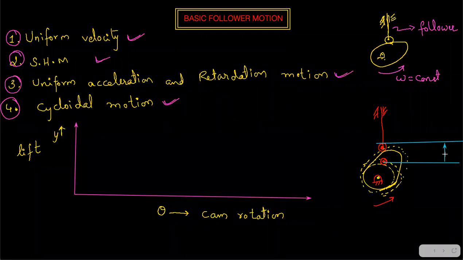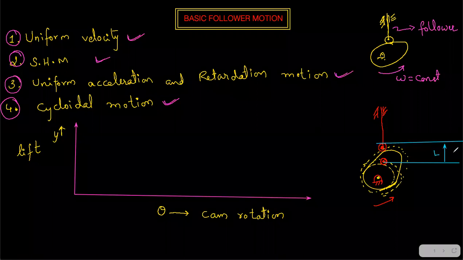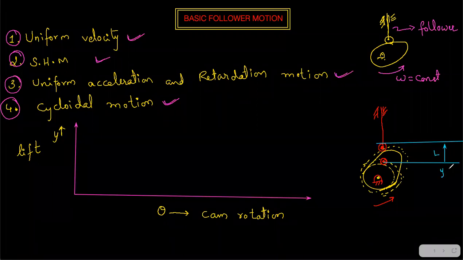The total lift of your cam, you can name it L, the total lift in the y direction. Here y is equal to 0, and at this point y is equal to L. Y is equal to 0 because it is the starting point, and total y is equal to L. So the y axis is represented here from 0 to total height. Let's say this is the maximum height the follower can go, and you can call it L. It has the coordinate L.